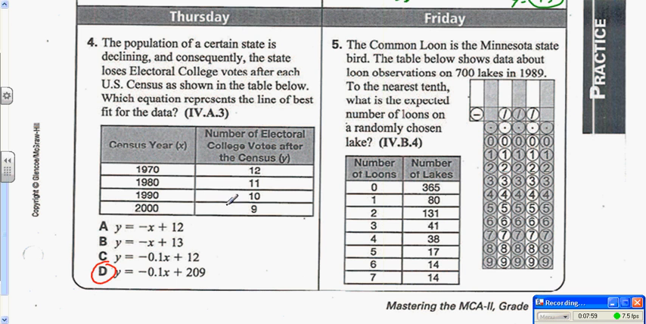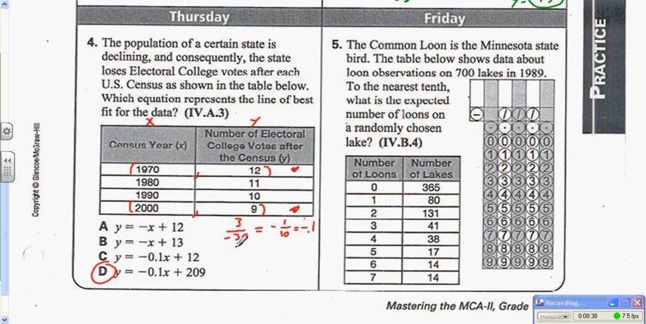I'm going to pick the two outside numbers. So this is x, this is y. I'm going to choose these two coordinates, they're the furthest apart. So we have 2000, comma 9. That's one coordinate. 1970, comma 12. So difference in y's, 12 minus 9 is 3. 1970 minus 2000 is a negative 30. And that gives us negative 1/10, which is negative 0.1.